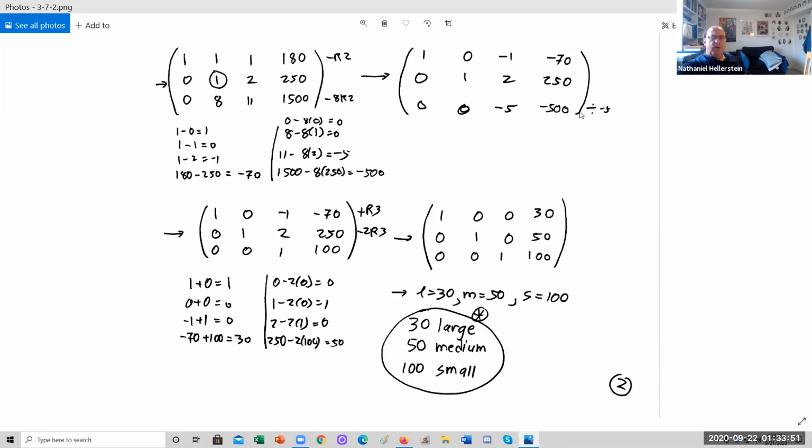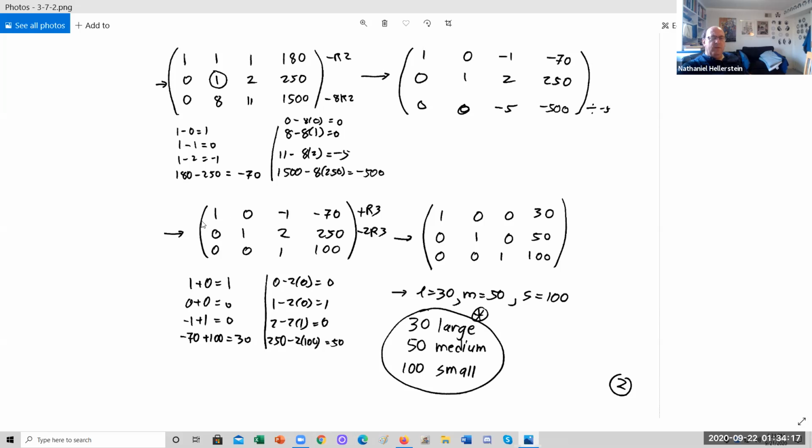Now, this third row is 0, 0, negative 5, negative 500. This corresponds to an equation where x and y are gone, or L and M are gone, and S remains. Okay, so the thing to do is divide by negative 5. So we'll get a 1 here, and 100, along with the rest. This last row corresponds to the equation S equals 100, so 100 small.